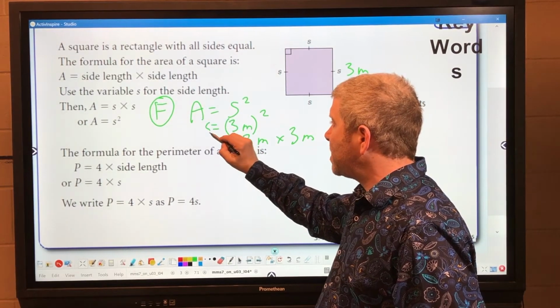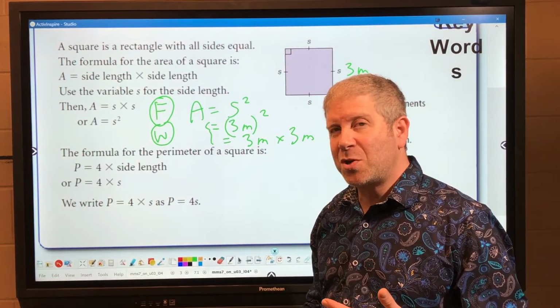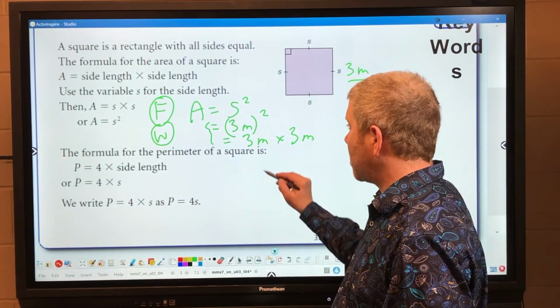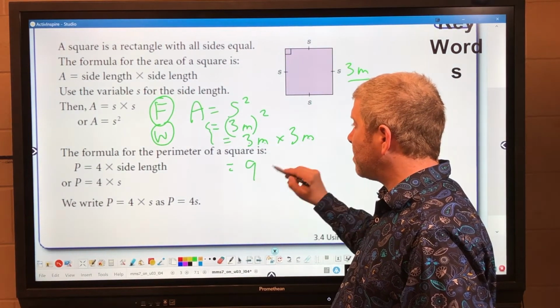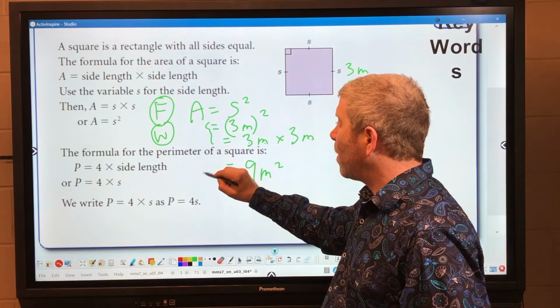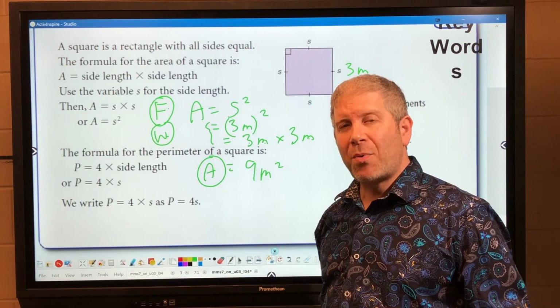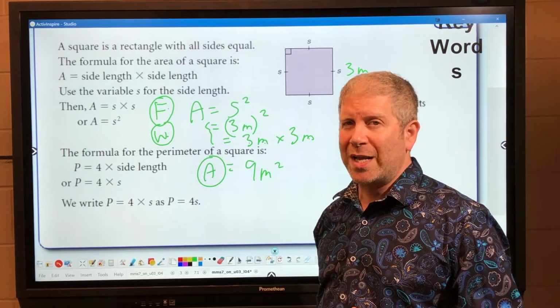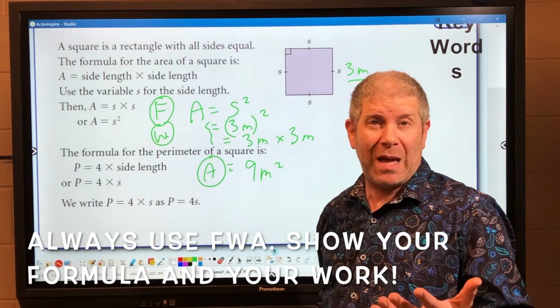And these 2 steps here, that's our work. That's what we're figuring out and substituting and working towards getting an answer. When we get a final answer, 3 times 3 is 9. Meters times meters gives us meters squared. Well, that's our answer. FWA. That's a 3-step process that's going to ensure that you get the right answer. And if you don't, you can trace backwards where you may have made a mistake.